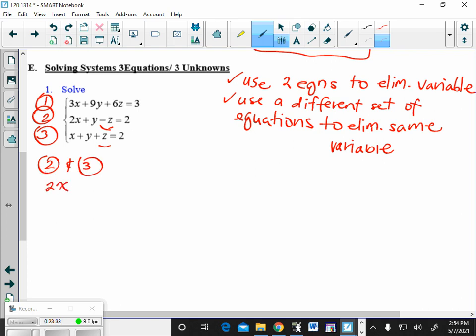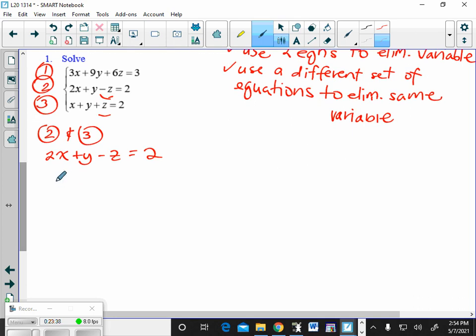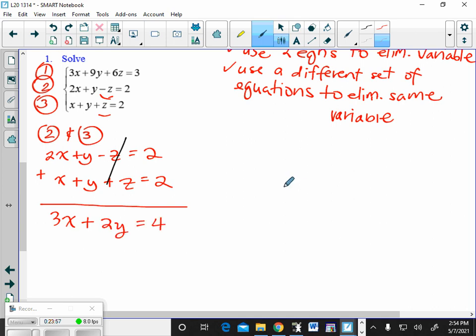Okay, so 2x plus y minus z equals 2, and x plus y plus z equals 2. We're going to add those together, and as you can see, the z's are eliminated, and we have 3x plus 2y equals 4. Now, we need to find a different set of equations. So since we used 2 and 3, we could use 2 and 1, or we could use 3 and 1. Okay, so 1 has to be used.